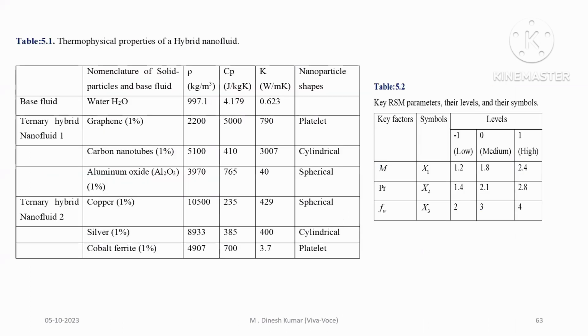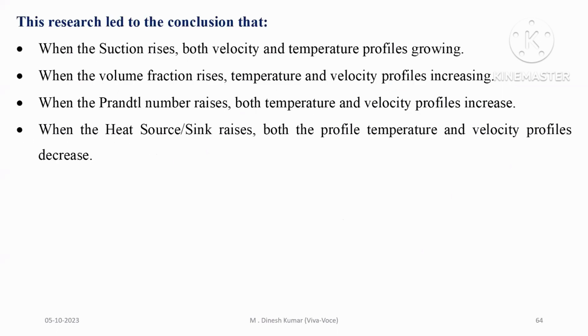And these are the thermophysical properties. While doing response surface optimization, we need to choose these values as lower, medium, and high values. But for this, I gave some coded names: X1, X2, X3, like this. Whatever I explained now in graphical form, I wrote here as a conclusion.